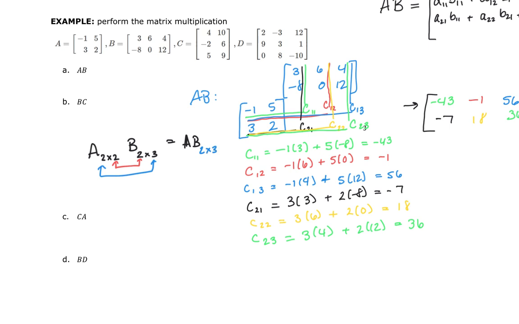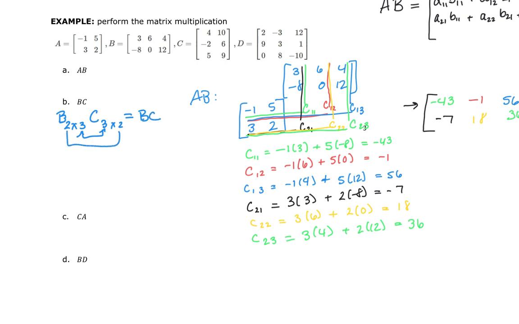So let's take a look to see if we can do the multiplication of B multiplied by C. That's the first thing I actually like to do. My B matrix is a 2 by 3. My C matrix is a 3 by 2. These match up. So my answer, the BC matrix, when I get done, will be these two, which is a 2 by 2 matrix.